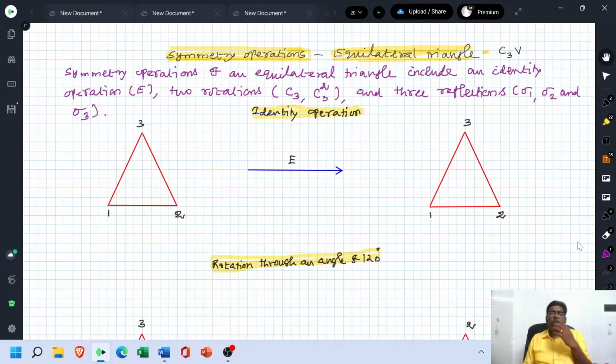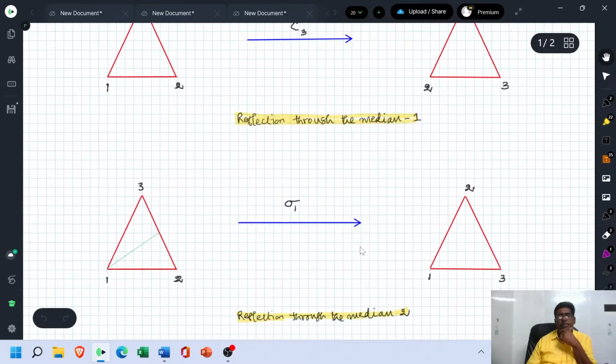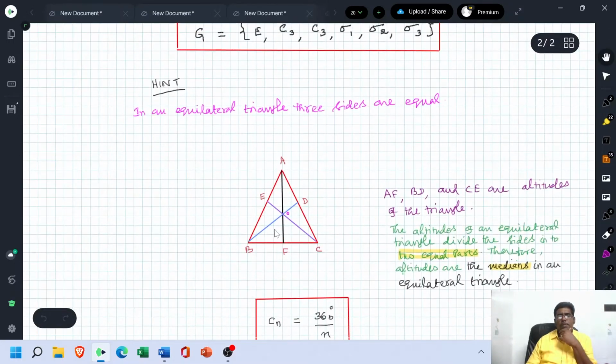In this presentation, we have to talk about the symmetry operations involved in an equilateral triangle. This belongs to C3V type. To understand more about an equilateral triangle, see this diagram. In an equilateral triangle, three sides are equal. The altitudes AF, BD and CE are called medians because in the case of an equilateral triangle, the altitudes divide the sides into two equal parts.